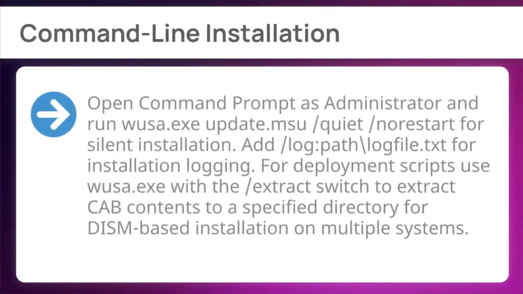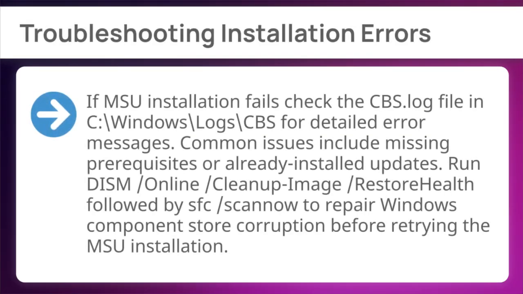Next, command line installation. Open Command Prompt as administrator and run wusa update.msu /quiet /norestart for silent installation. Add /log:logfile.txt for installation logging. For deployment scripts, use WUSA with the /extract switch to extract CAB contents to a specified directory for DISM-based installation on multiple systems.